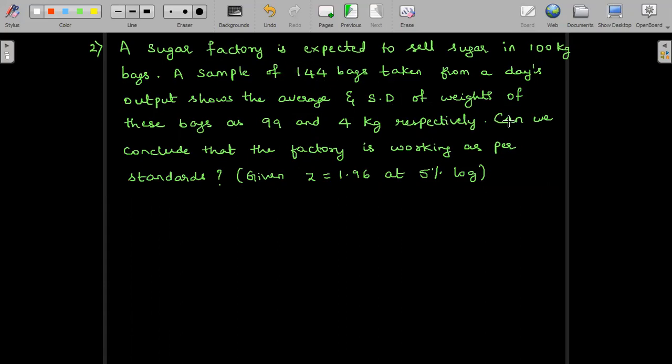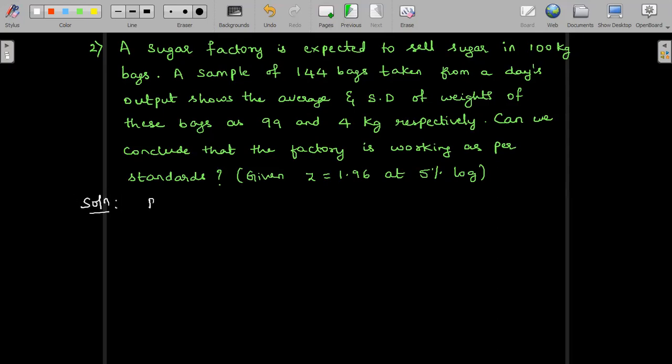And the mean and the standard deviation of weights of these bags are respectively 99 and 4 kg. So the mean of the sample is equal to 99, and the standard deviation of the sample, that is S, is given for us, sigma is not given. So S is equal to 4. So with these values, we need to estimate whether the factory is working as per standards. So let us see the solution now.